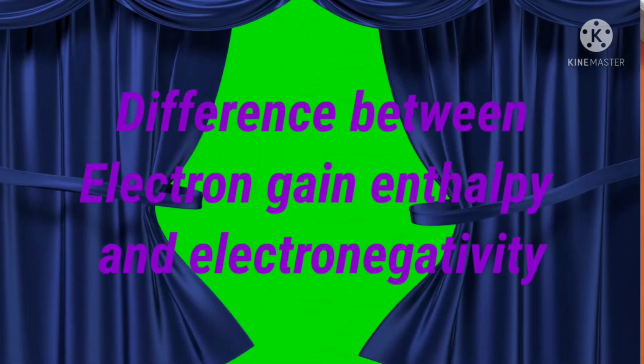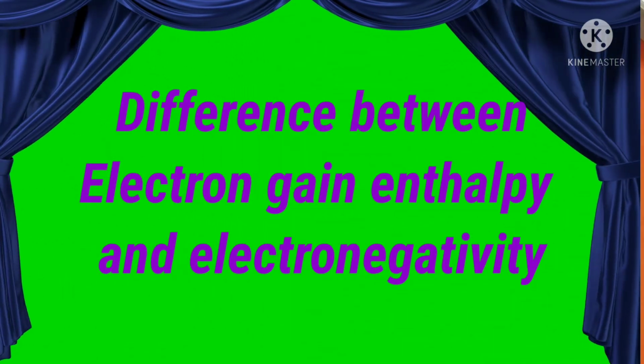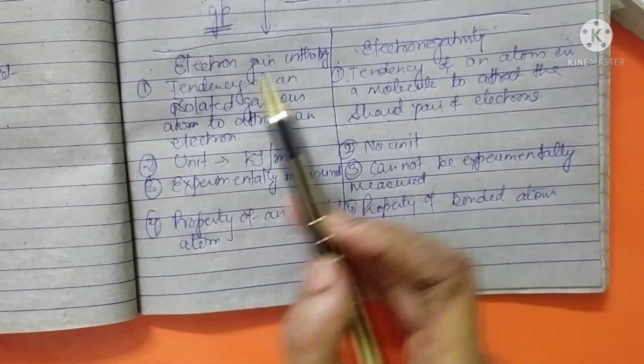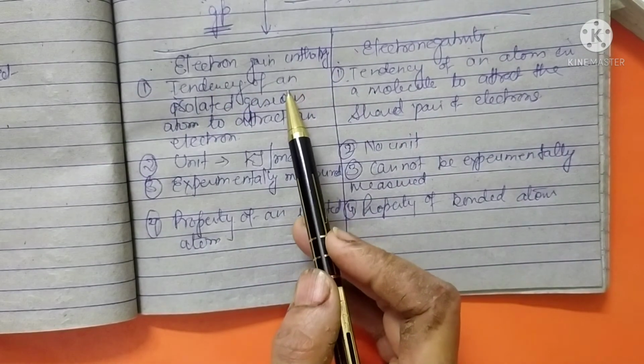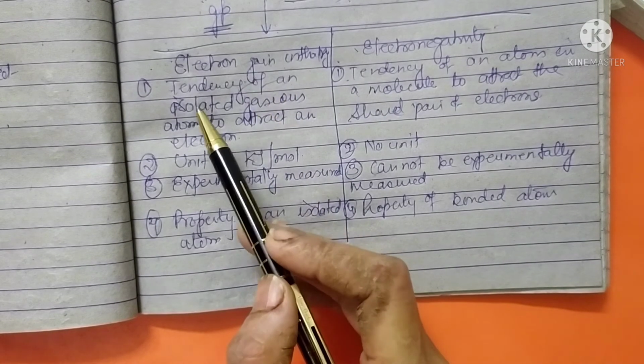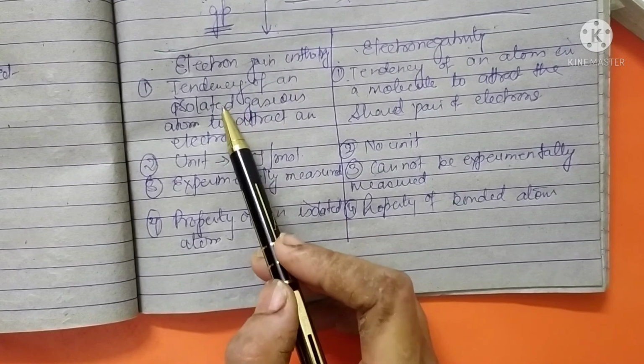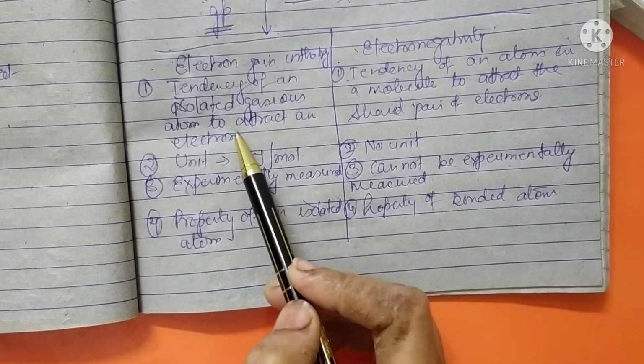Now let us discuss what is the difference between electron gain enthalpy and electronegativity. The first difference is in the definition. Electron gain enthalpy is the tendency of an isolated gaseous atom to attract an electron.